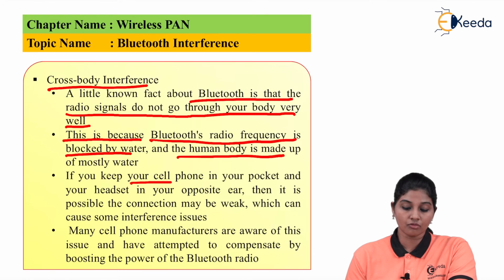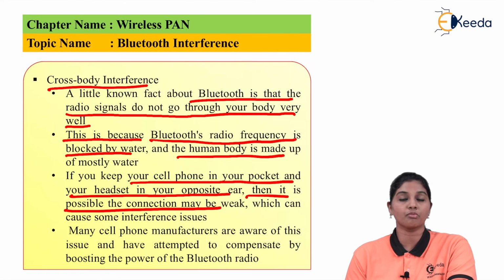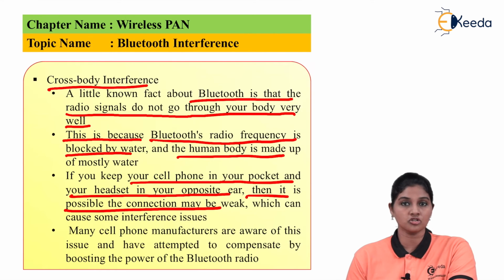So if your cell phone is in your pocket and your headset is in the opposite ear, then it may not be possible to make the connection, or the connection may get weak, as Bluetooth operates on a very low range of frequency, and therefore it is not possible to make a connection. That causes the cross-body interference in case of Bluetooth.